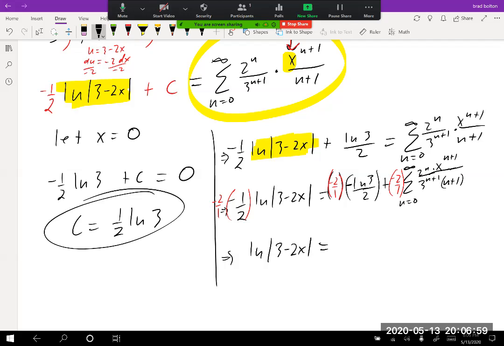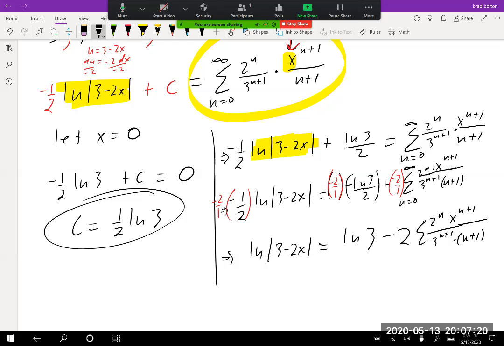I guess ln of 3 minus 2 times the summation of 2 to the n. And you could put the 2 inside, 2 to the n plus 1 if you wanted, x to the n plus 1 all over 3 to the n plus 1 times n plus 1. Okay, and that would be our answer.